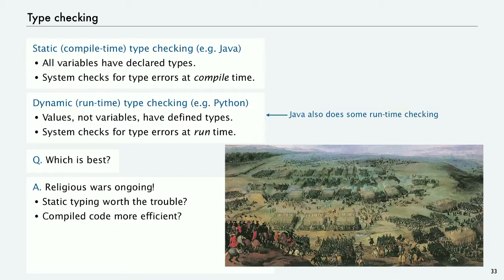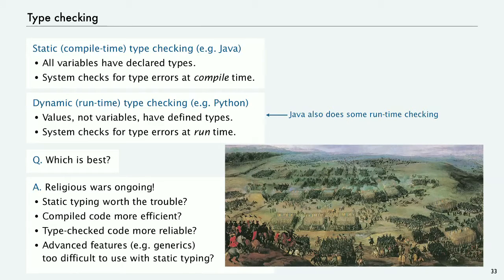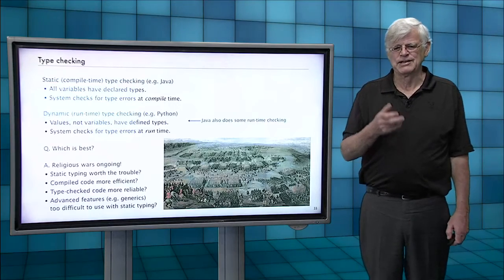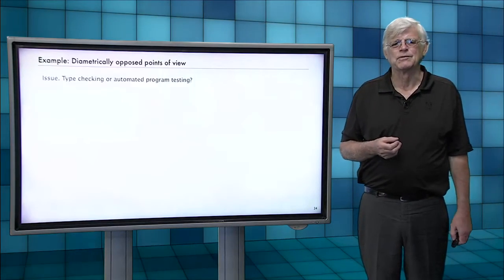On the other hand, maybe the compiled code that we get out is much more efficient if we know that the types are okay. Maybe the code is more reliable if it's carefully type checked. But on the other hand, maybe there's a lot of advanced features like generic types, where we want to write programs that work on many different types of data. Maybe it's too hard to use with static typing. And there's many other questions that come up. And people still really argue vociferously on both sides. And I'll give you an example.